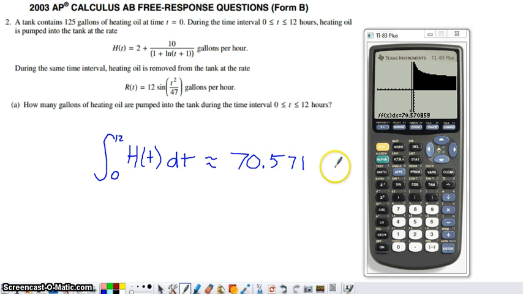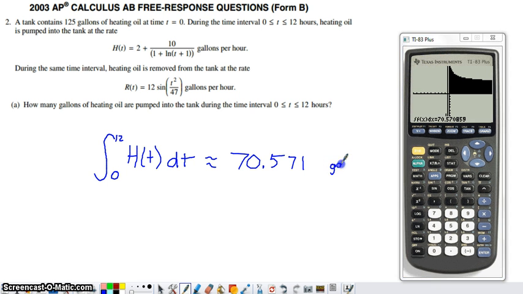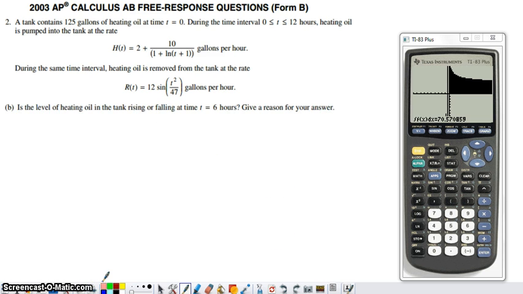And then that would be measured. It doesn't really ask for units. From time to time these questions are going to ask for units, and we already talked about the units of this result, so we'll go ahead and we'll tack them on at the end. Part B here says, is the level of heating oil in the tank rising or falling at time t equals 6? Give a reason for your answer.